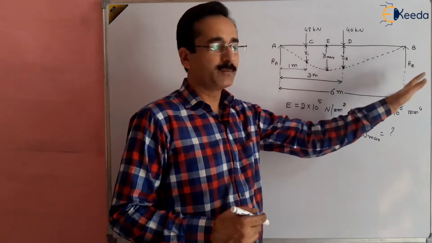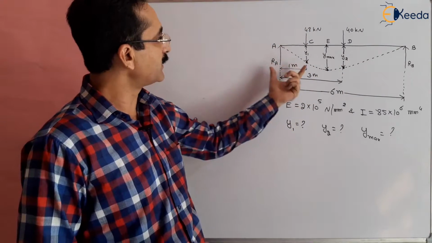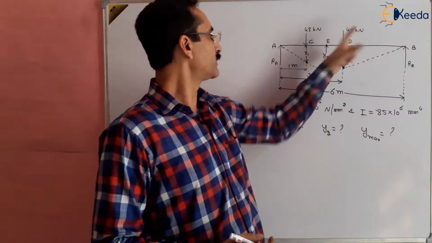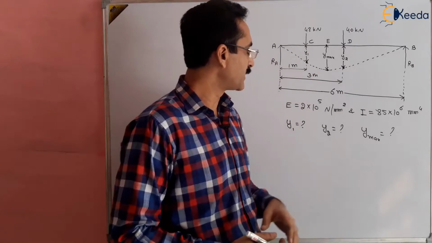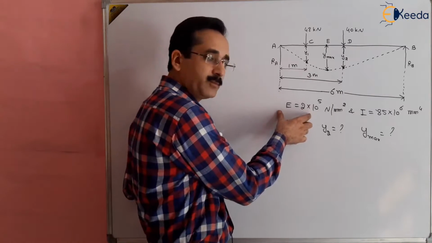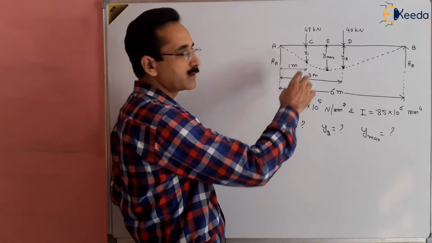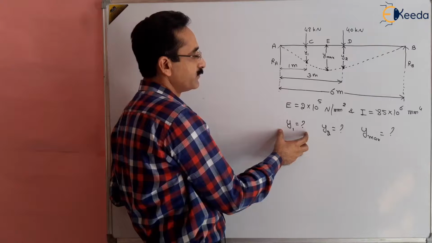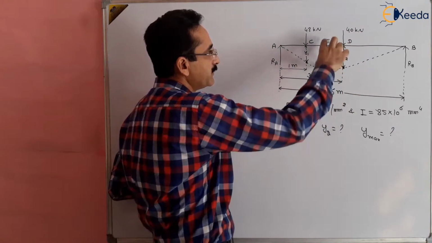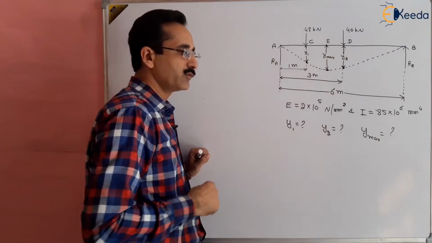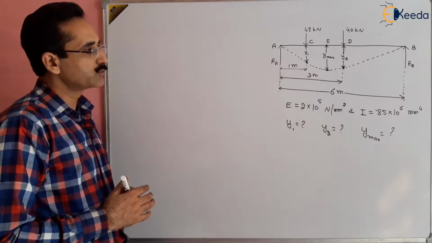A simply supported beam like this, where there are 2-point loads, 48 kN at a distance of 1 meter and 40 kN at a distance of 3 meter, and the total length of the simply supported beam is 6 meter. Also the modulus of elasticity of the beam and moment of inertia are given. We have to find the deflection under the first load, that is y1, the deflection under the second load, that is y2, and the maximum deflection. These things we have to find out, and we want to use the double integration method to solve this question.